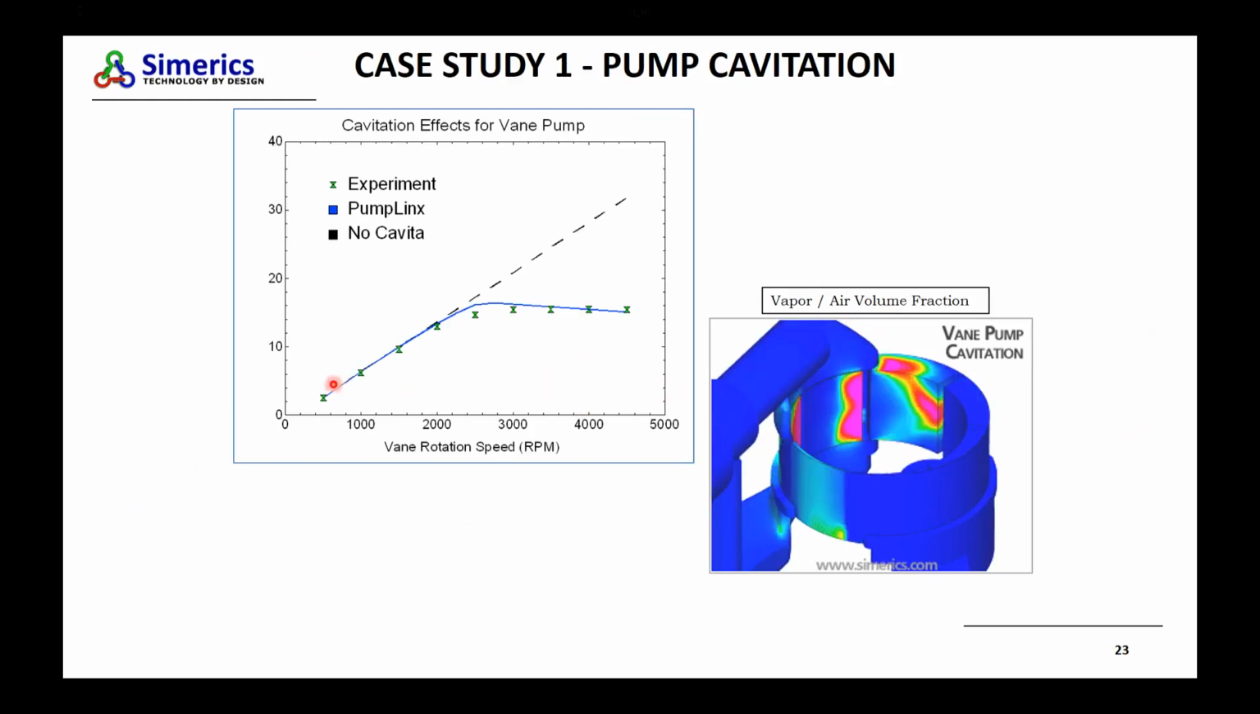And what you will notice as you keep increasing the speed of the pump is that at some point the cavitation effects get quite significant, and then the flow rate of your system starts to deviate from linearity, and you will start to create this plateau. And this is essentially experimental data, and Simerics data, which is on top of the experimental data.